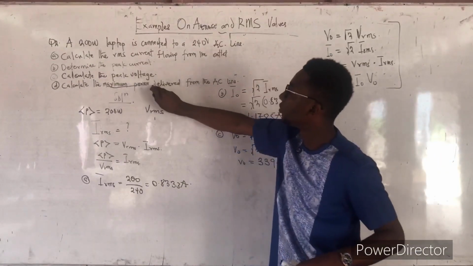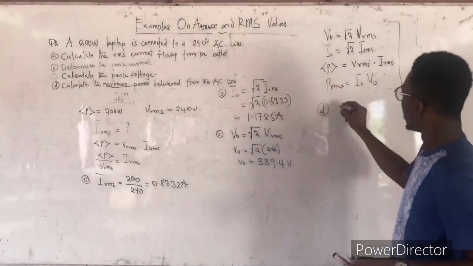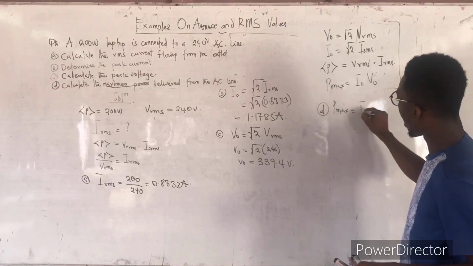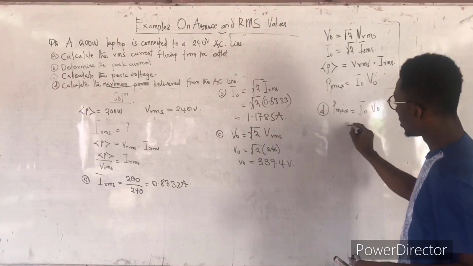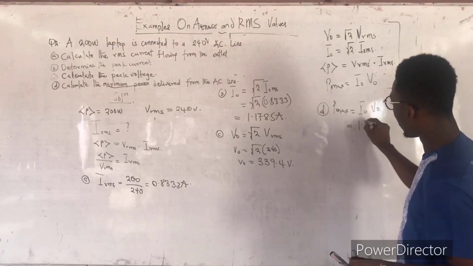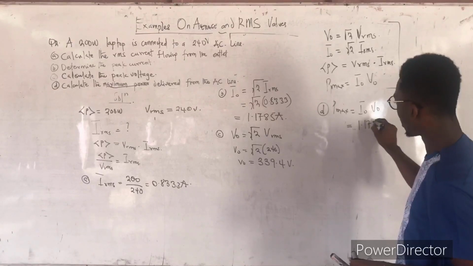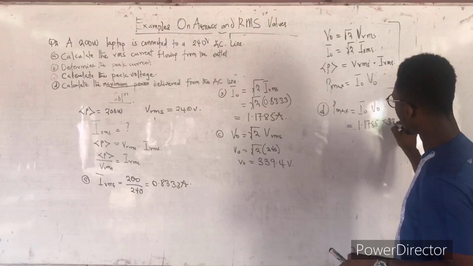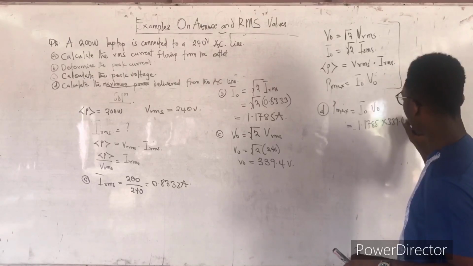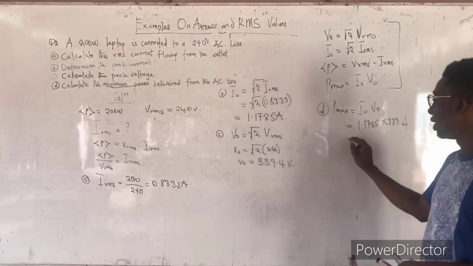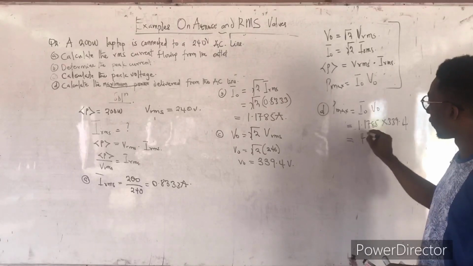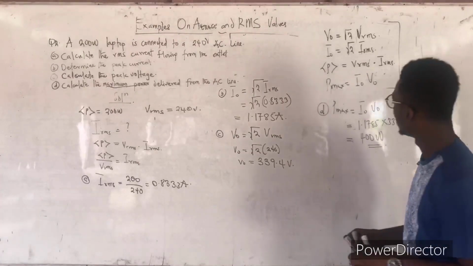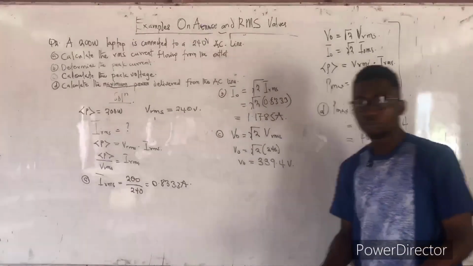Okay, now the last question, which is the D aspect, says you should calculate the maximum power. Take note, maximum power delivered from the AC. And this is the maximum power. As the formula goes here, I naught times V naught. And I naught was what? 1.1785 multiplying 339.4 volts. So when you do this, you'll be getting 400 watts. And that becomes the maximum power.